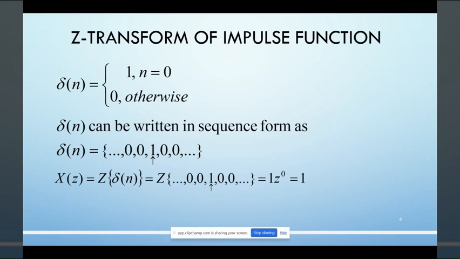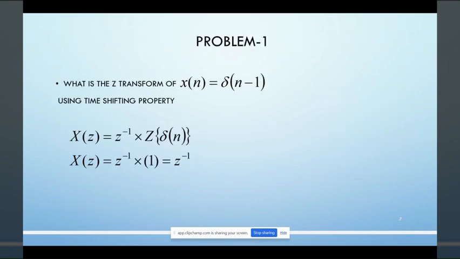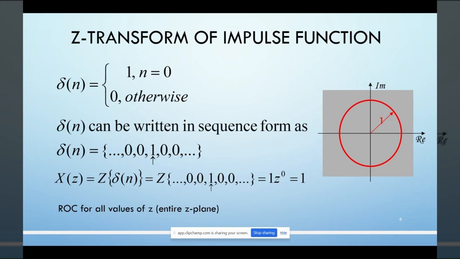For an impulse function it is 1. Are you clear in this? Impulse function means at reference 0 alone, an amplitude 1 will occur. All other places it is 0. So we have x of z as 1 for this. Remember that for an impulse function x of z is 1. Now this is the ROC, this has the unit circle.